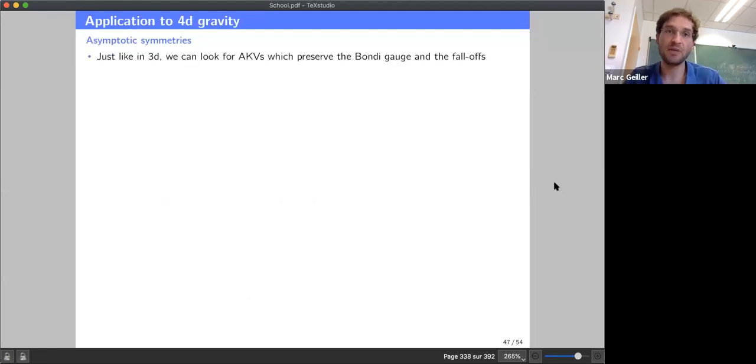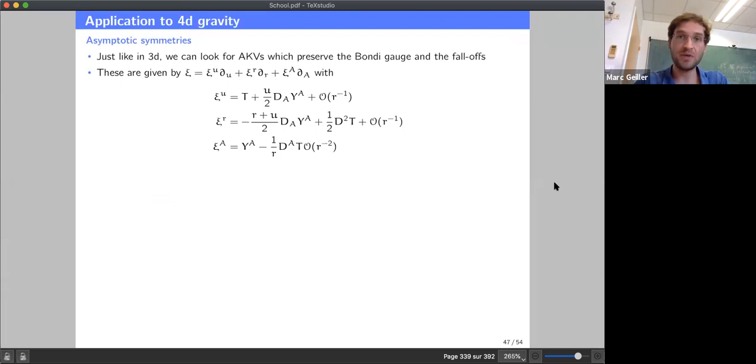So now, just like in the 3-dimensional case, we can look at the asymptotic symmetries here. It's the exact same construction as in the 3-dimensional case, except that now we don't find exact asymptotic Killing vectors, because we are in the physical 4-dimensional case, so we have to keep track of these subleading terms. And sorry, I forgot the plus sign here in the angular component. But again, we can construct the asymptotic Killing vectors which preserve the family of metrics in Bondi gauge.